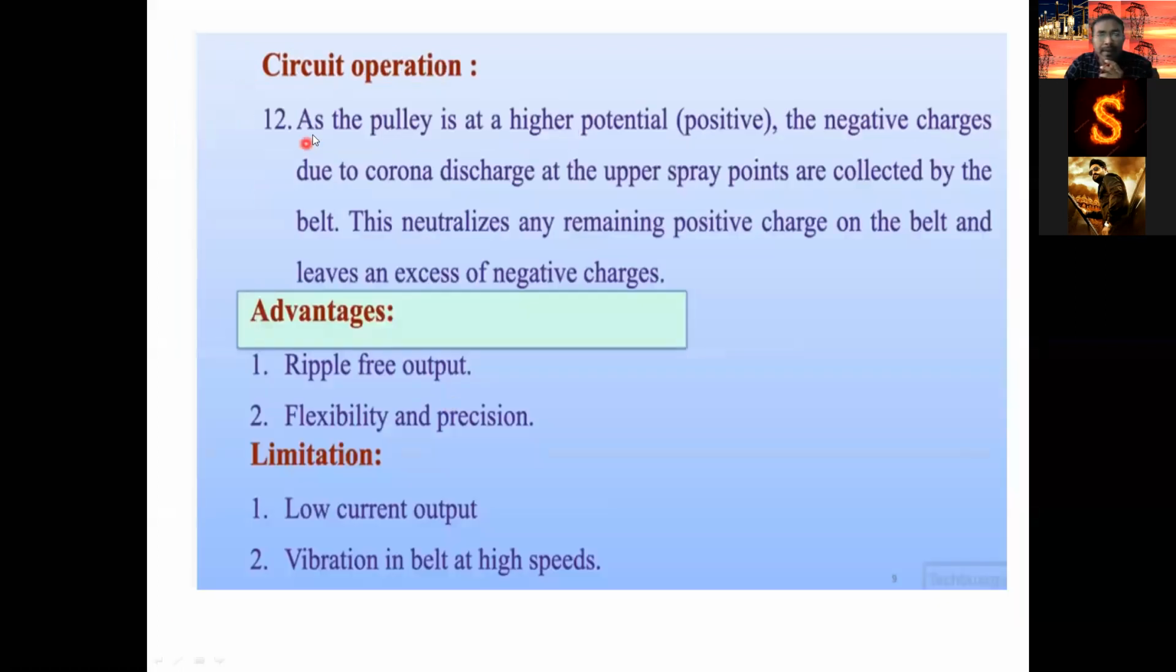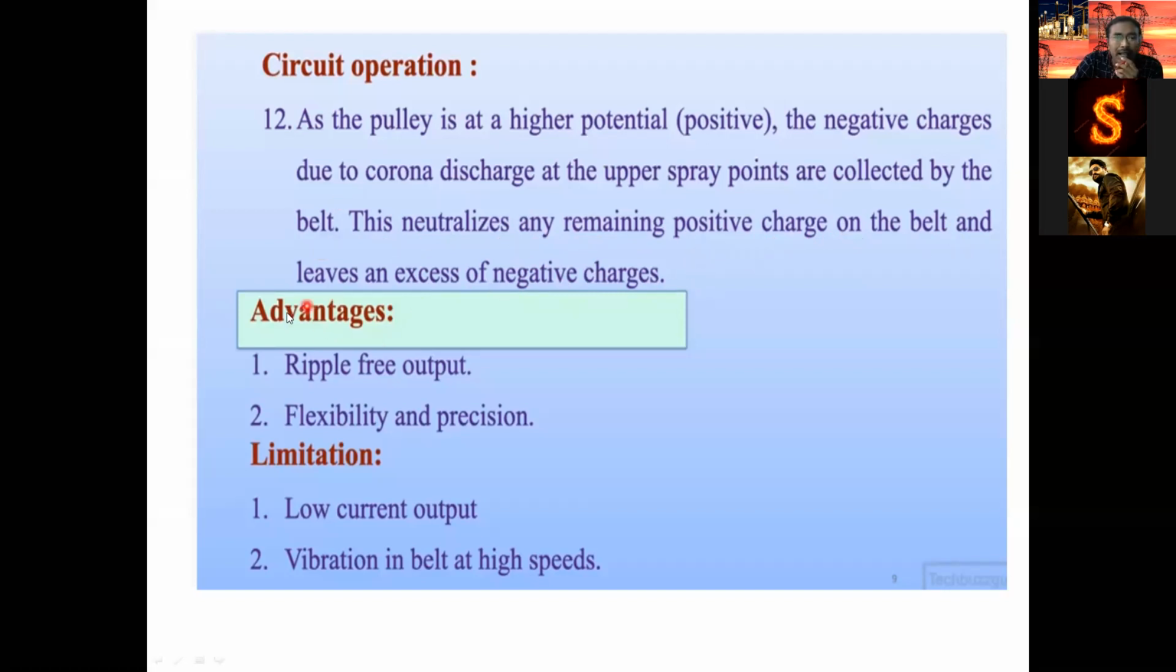And then twelfth, as the pulley is at a higher positive potential, the negative charges due to corona discharge at the upper spray points are collected by the belt. This neutralizes any remaining positive charges on the belt and releases excess negative charges. So when the belt is coming downwards, there are no charges. If any positive charges are there, they can be neutralized. They neutralize any remaining positive charges in the downward direction of the belt.